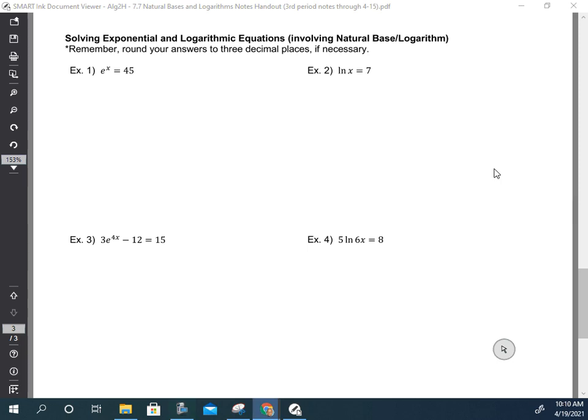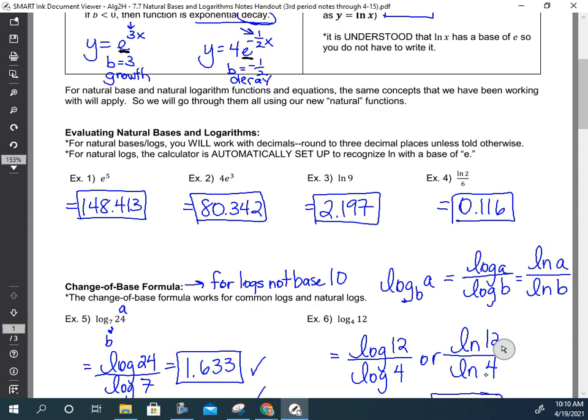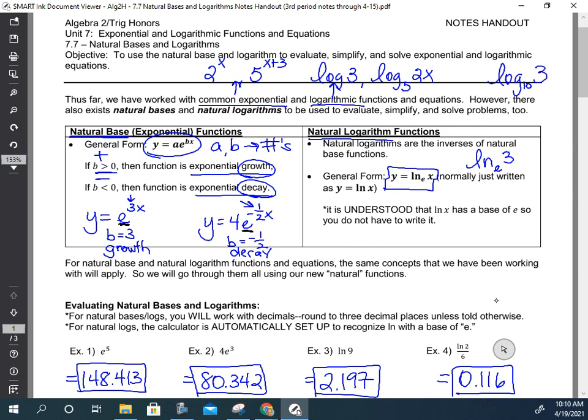Before we start solving equations with natural bases and natural exponents, let's recap what we did on Thursday. When we looked at natural bases and natural logs, the only thing that's different is the concept that we're using. A natural base is e raised to a power. Natural log is ln with the base of e. Other than those two things, everything else is still the same.